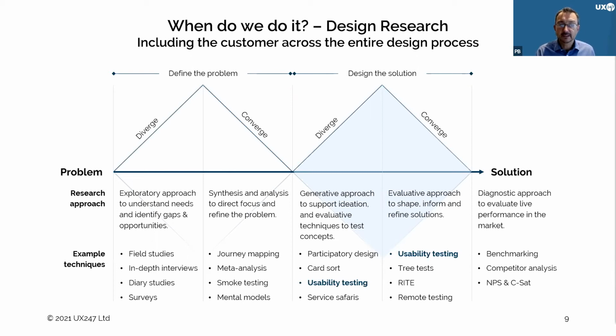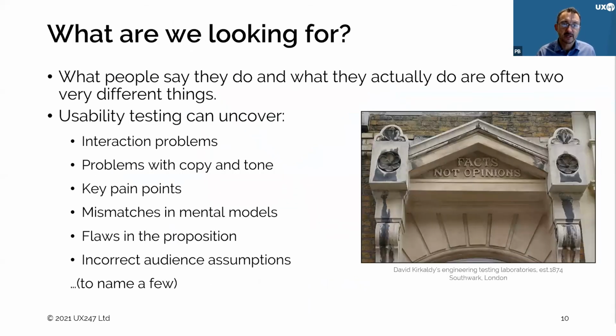So what are we looking for when we're doing this kind of research? And in fact, Rich talked about opinions. We're actually not looking for opinions. We will get opinions quite often, but we're not looking for those. And particularly with usability testing, we're looking for facts. We're looking for where people have problems.